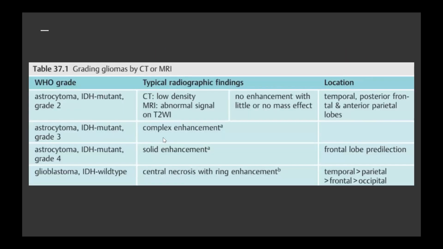This is a chart from Greenberg. I'm sure most of you would be familiar with it. And we can see the typical radiographic findings, which are summarized here. Astrocytomas, usually grade 2, usually do not show a lot of enhancement. Grade 3 might show complex patterns of enhancement. Grade 4 usually shows solid enhancement.